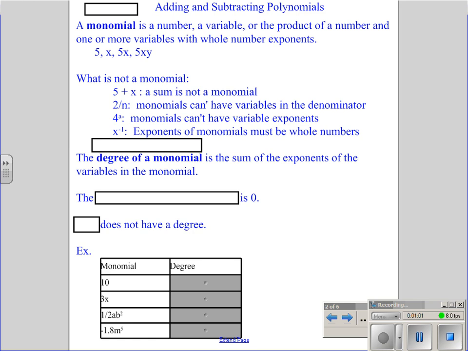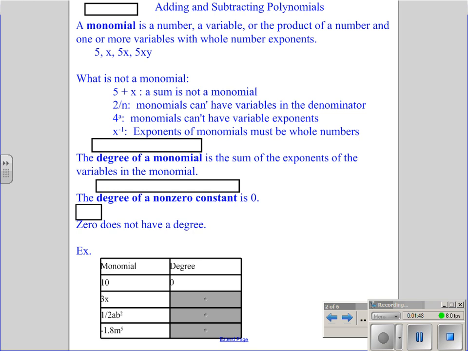The degree of a monomial is the sum of the exponents of the variables of the monomial. The degree of a non-zero constant is 0. So if you have the constant 3, its degree is 0. The number 0 does not have a degree. For example, the monomial 10, what is the degree of 10? The degree of a non-zero constant is 0. So the degree is 0.